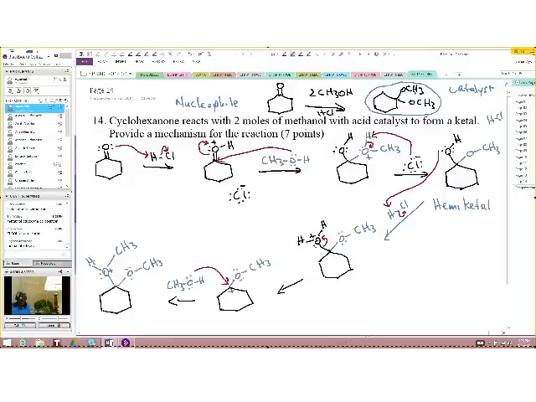Okay, so now we form this protonated ketal here because we are almost here. So what is going to happen now? Keep in mind we have this in solution. The chloride is in solution right here. So what is going to happen now to generate the final product? We have this in solution right here.